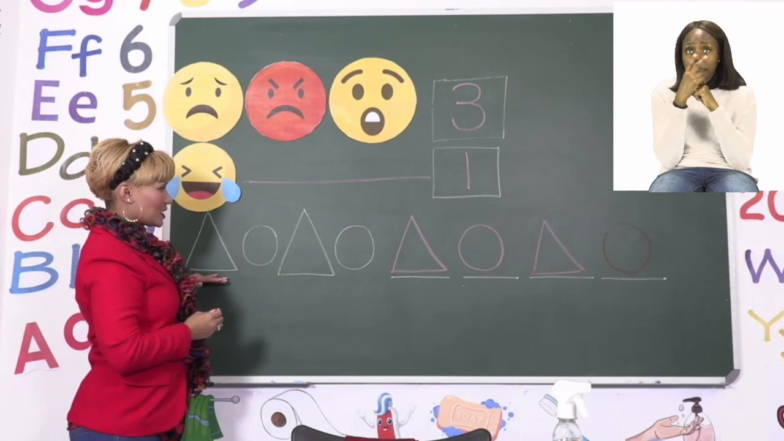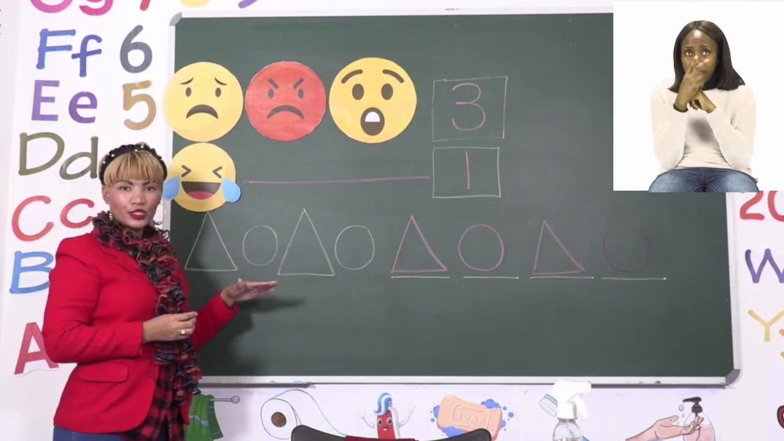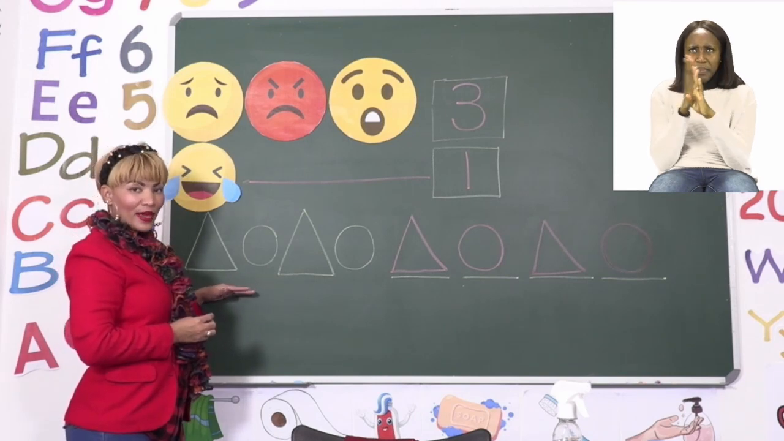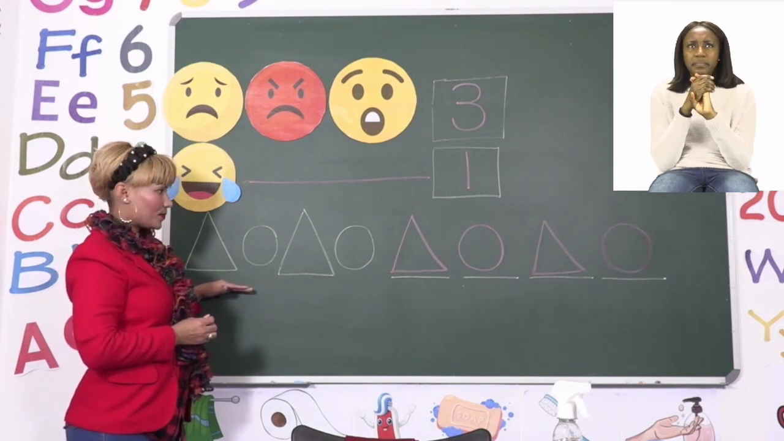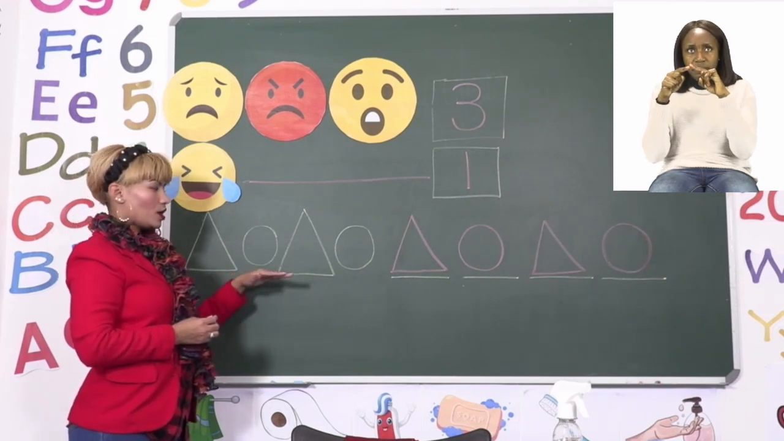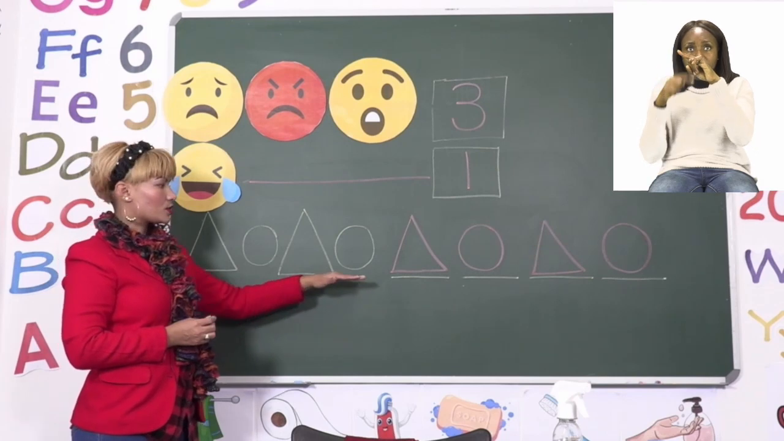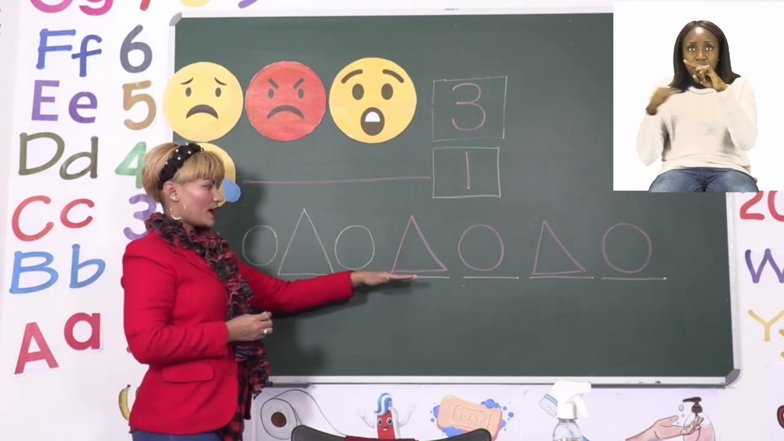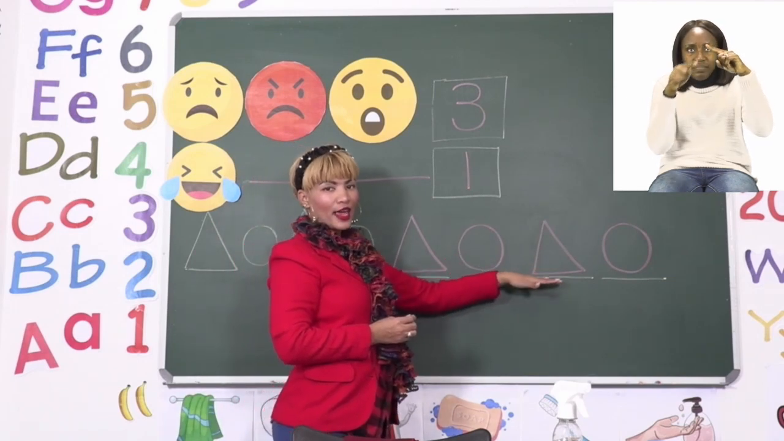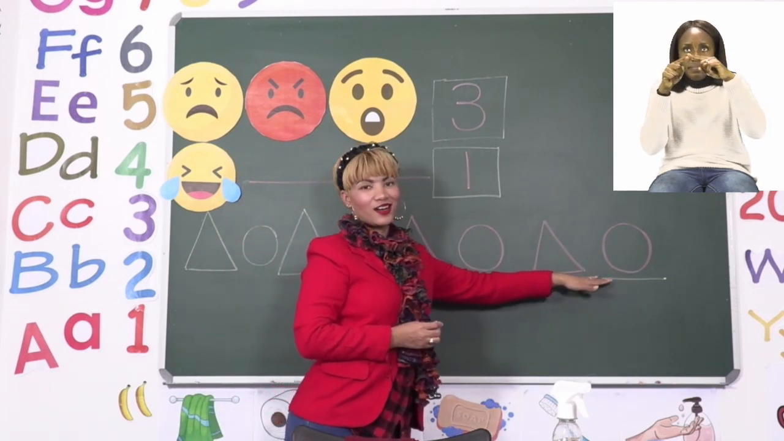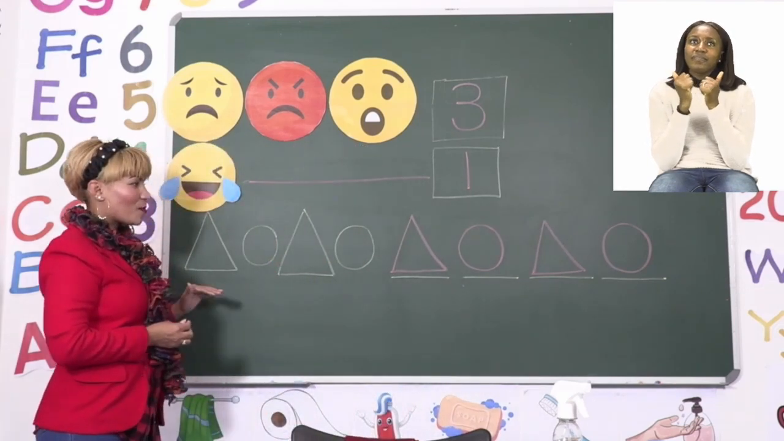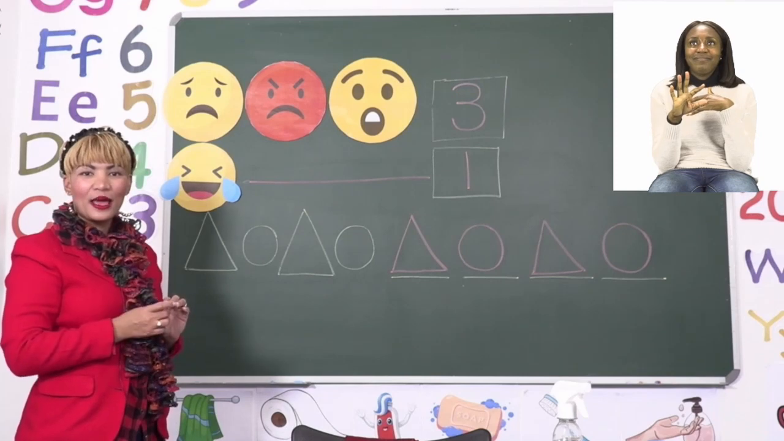Can we say this pattern together one more time and see if we have completed the pattern correctly? Triangle, circle. Triangle, circle. Triangle, circle. Triangle, circle. Great job, everyone. You have completed the first pattern.